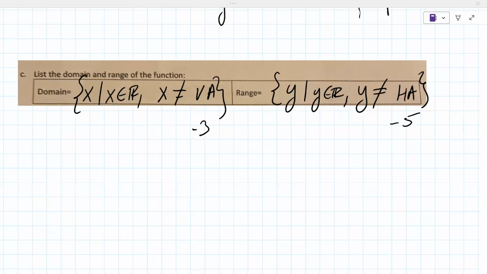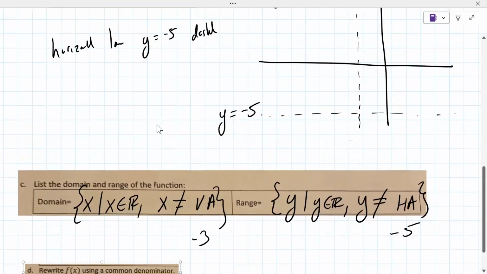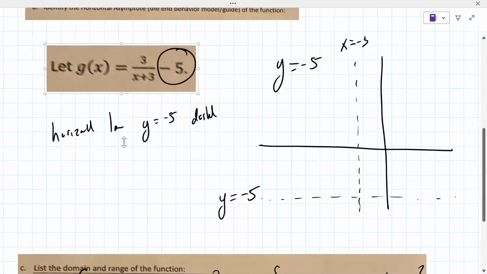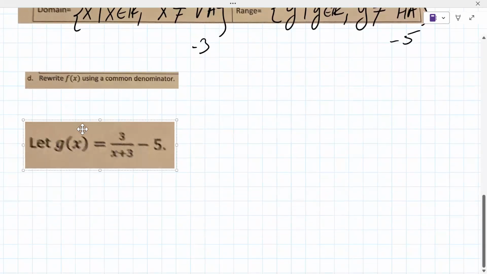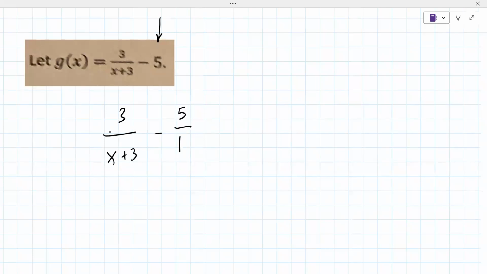All right. So the next thing that it asks for is to rewrite with a common denominator. Let's go back and look at this. How do you write the number 5 as a fraction? You just put it as 5/1. Yeah, that's right. So it looks like this: 3 over x plus 3 minus 5/1.